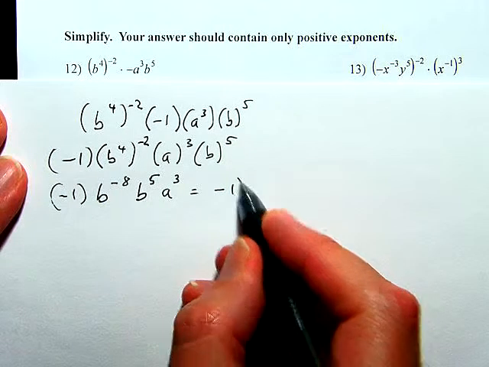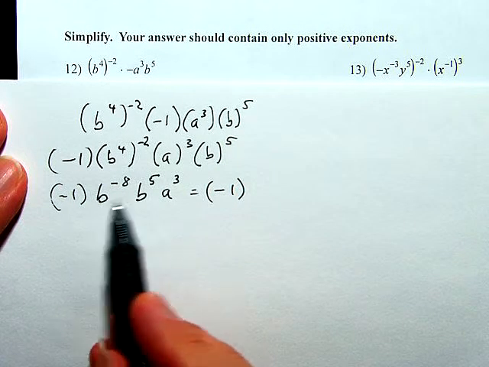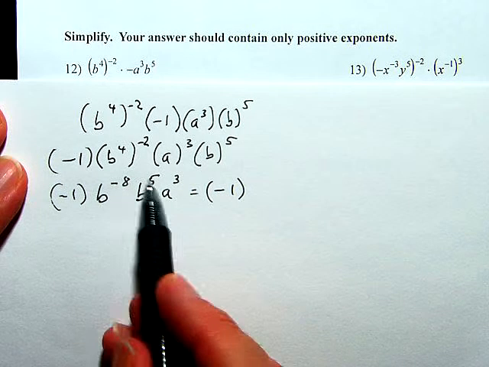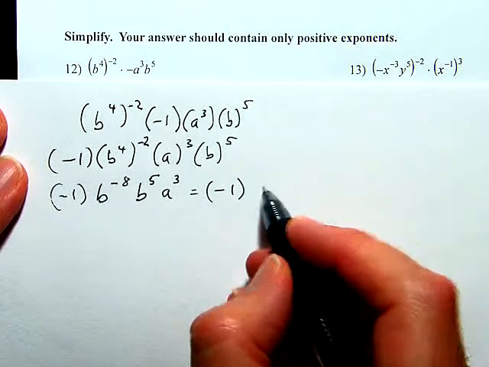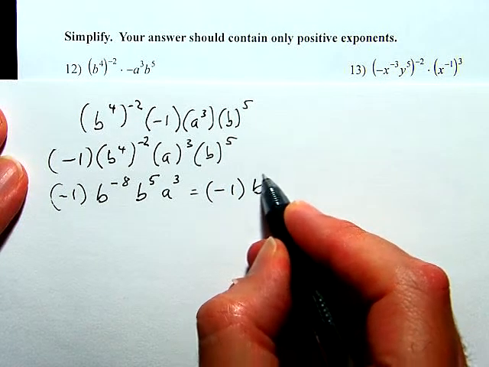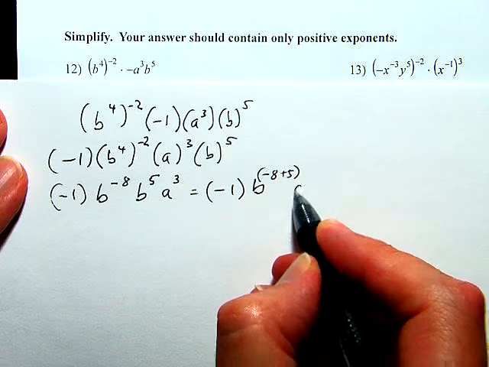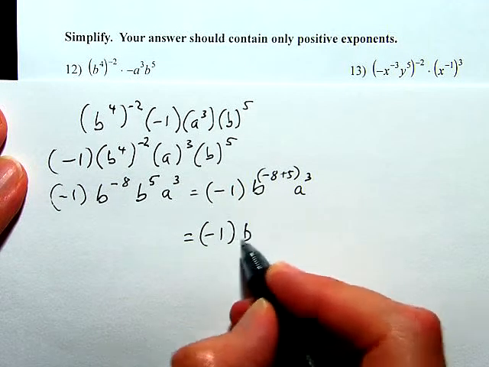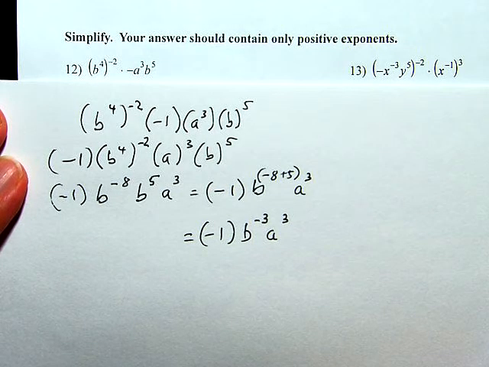It will be negative 1. I'll have the same base with 2 different exponents, which means I have to add these exponents together. So I have now b to the negative 8 plus 5 power times a cubed, which is the same thing as negative 1 times b to the negative third power times a cubed.